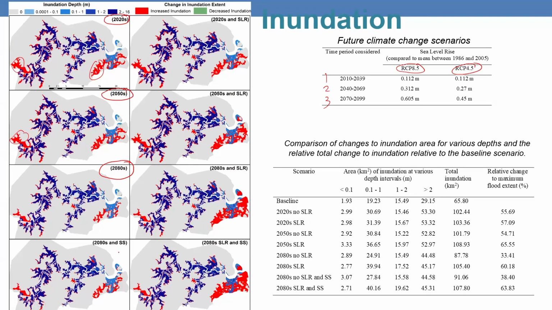And this one you have the climate change and the sea level rise included in. Oh, sorry, that's a storm surge. This is a storm surge. And this is the sea level rise and the storm surge. So here you have quite a big increased area.